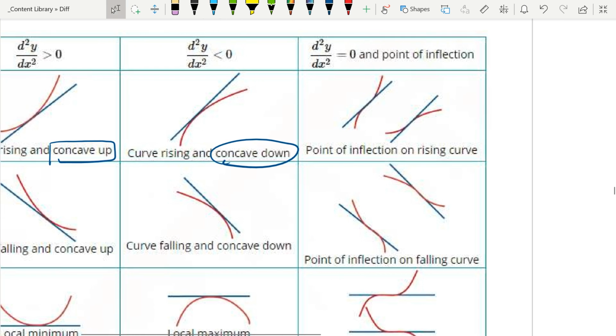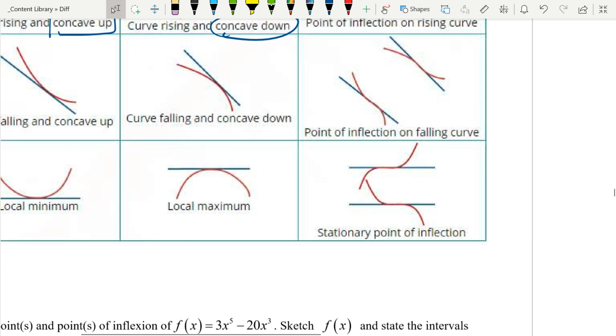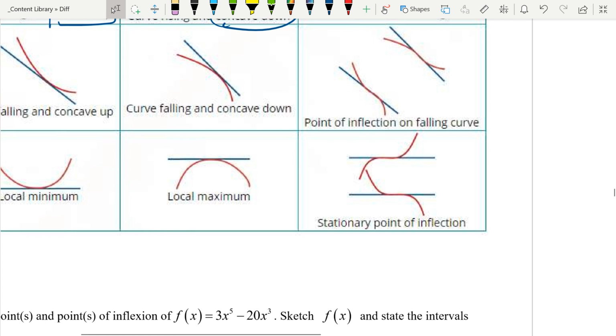And second derivative equals to 0. It's not quite true, but let's assume it's true. Second derivative equals to 0 here, we will have a point of inflection. It's different from a stationary point of inflection. What does a stationary point of inflection look like? It's like the last one. In the last graph, the first derivative equals 0 and the second derivative equals 0.